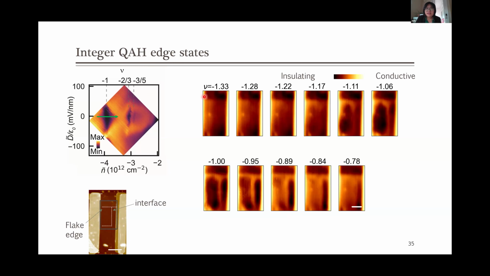well, this is a sample region. This is outside of the sample. We can tell that to begin with, it's pretty conductive everywhere on the sample. But gradually, when we went to filling nu equals to -1 over here, well, the bulk, so the inner, is dark now, but the outer is bright. So what that means is there is a conductive edge, but the bulk is insulating. And that is the observation of the integer quantum anomalous Hall edge state.